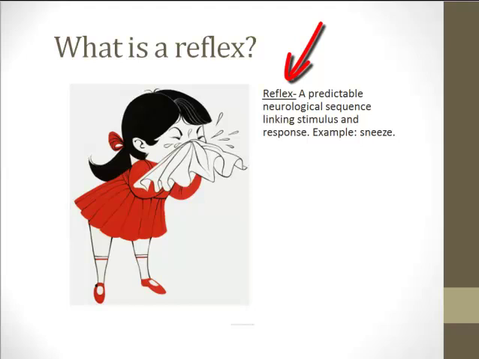Other examples of reflexes are the irises in your eyes opening and closing in response to light. And also, when you hit your kneecap and your leg responds by moving forward, that's something that is sort of hardwired in your body, pre-programmed. It's not something that you control. If your body is exposed to that stimulus, it will respond in a predictable way.